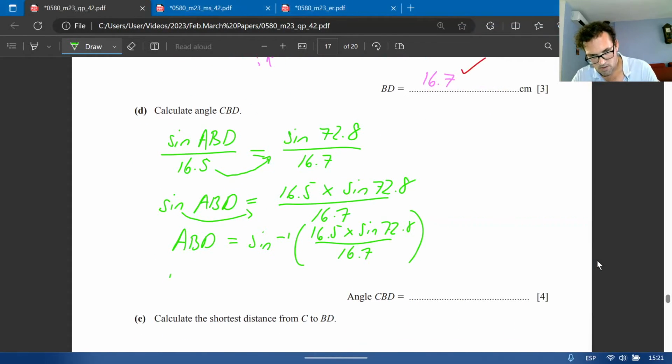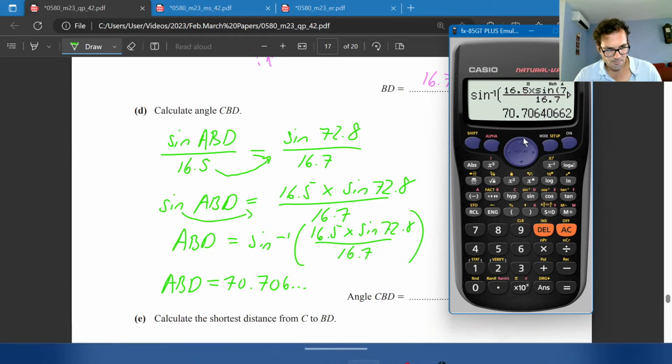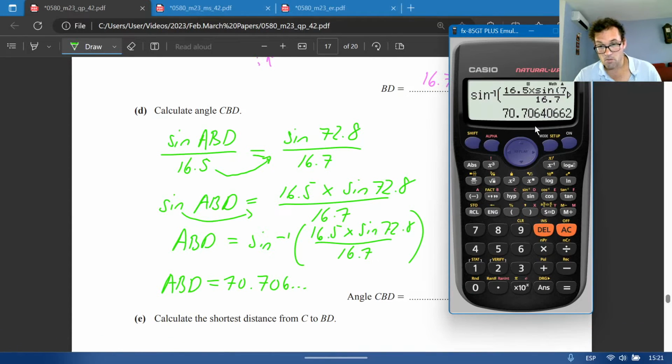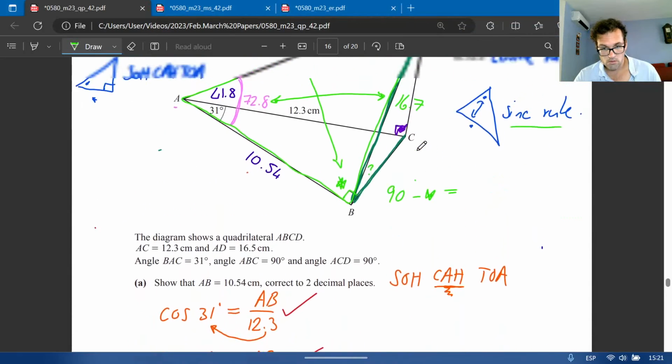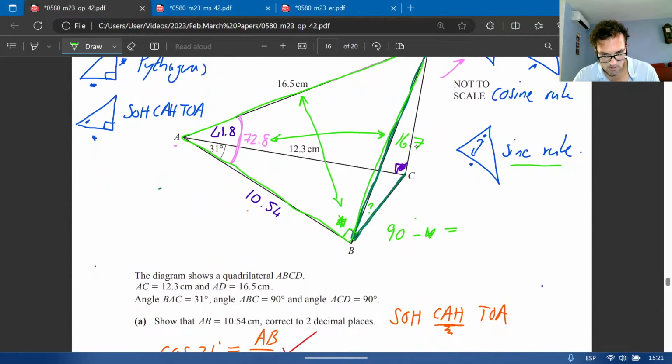70.706. So ABD is 70.706, etc. Now remember what I said. This is not the angle we want to know. We want to know that angle over there. So we need to subtract it from 90.